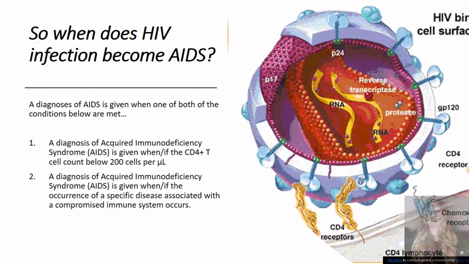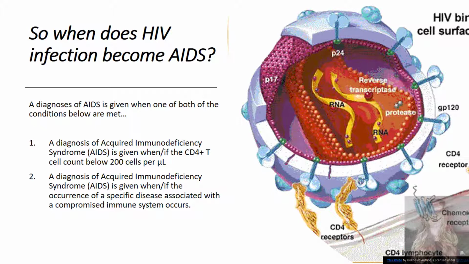So when is the tipping point? When does an HIV infection become considered AIDS? The diagnosis of AIDS is given when either one or both of these conditions are met. A diagnosis of AIDS is given when the CD4 T cell count is below 200 cells per microliter.